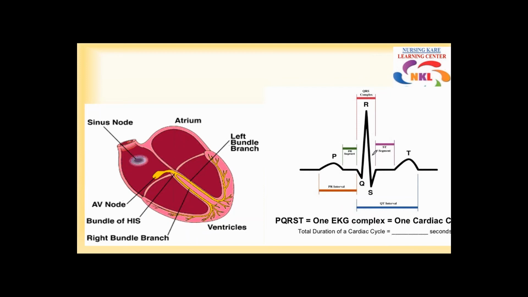Why is it important for you to know that? Because when they're going to show you a strip, you have to look at these areas to find out what part is affected. Is it an atrial fibrillation? Is it a ventricular problem? In order for you to know if it's an atrial or a ventricular problem, you have to know on the EKG what represents what.